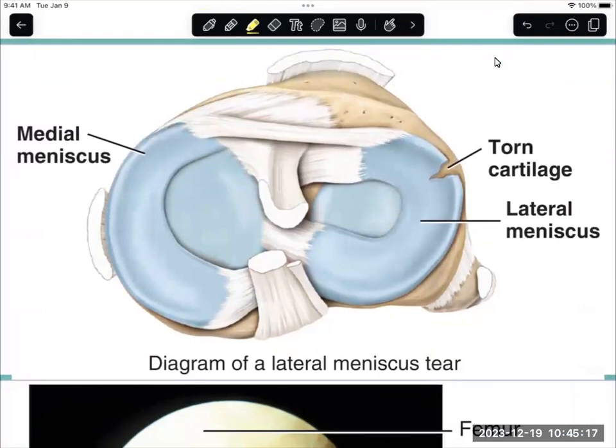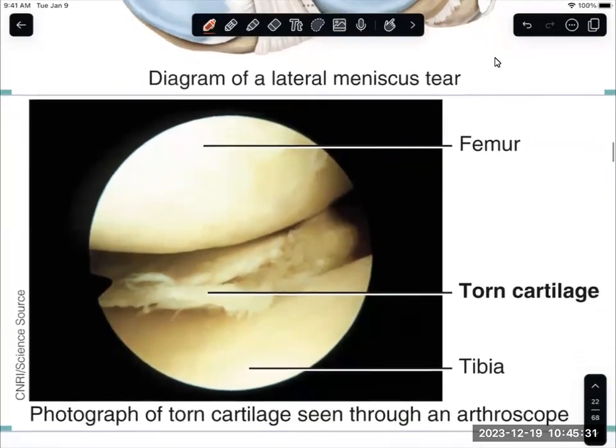So they can go in and look at this torn menisci. They can go in and cut some of it out. They can repair it. They can do whatever they need to do. But here's an example of torn menisci through an arthroscopic, looking in through a little tiny camera. They've gone in with this little camera and they can look and see just how extensive this tear is. This is something they'd probably just cut off.